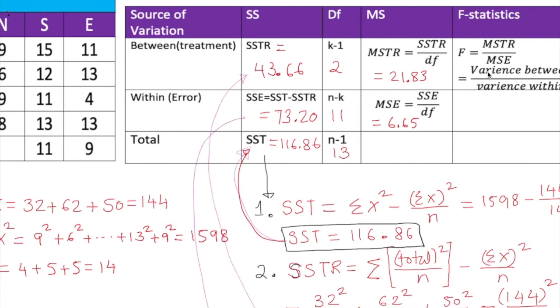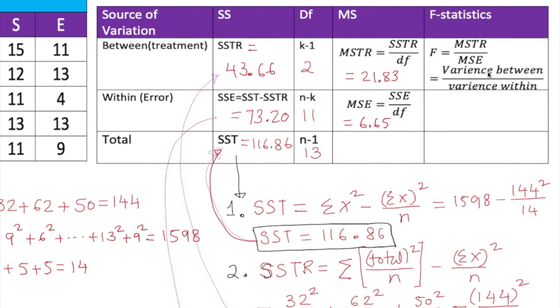So my F distribution statistic is going to be, let's arrow up to the top here, 21.83 divided by 6.65, and that would give us 3.28. So that is our F statistic.